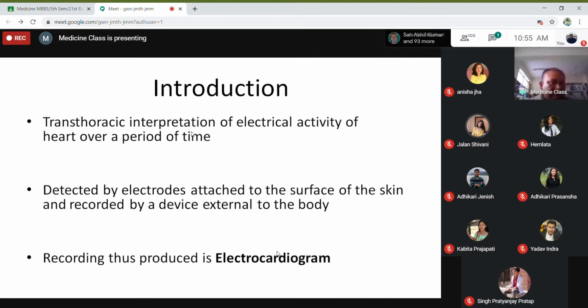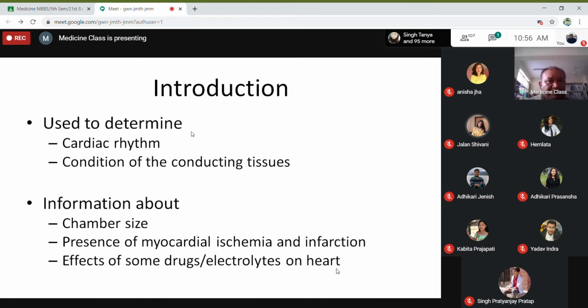If you want to define what ECG is, we can say that it's a transthoracic interpretation of the electrical activity of the heart over a period of time. The electrical activity occurring during a particular period of time, we record on ECG paper. We usually detect it by electrodes attached to the surface of the skin, and we record it with a device which is external to the body. The recording thus produced is the electrocardiogram, and the process, as I said earlier, is electrocardiography.